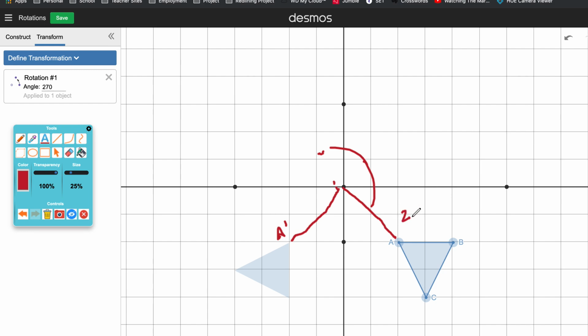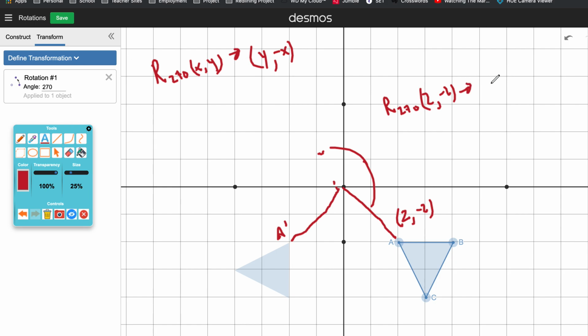A is at 2, -2. And we know that an R270 on x, y is similar, but it's y, opposite x. So if we do an R270 on 2, -2, the original y goes up front unchanged, and the original x, which is 2, then becomes the opposite sign, so -2, -2, which is what A prime is.